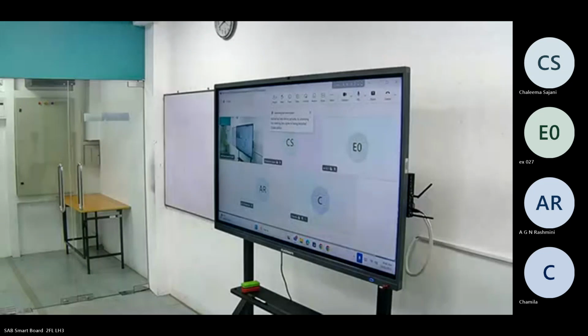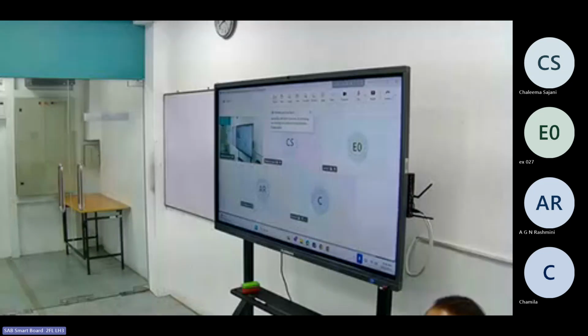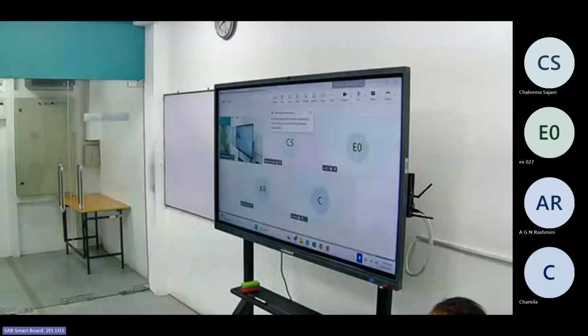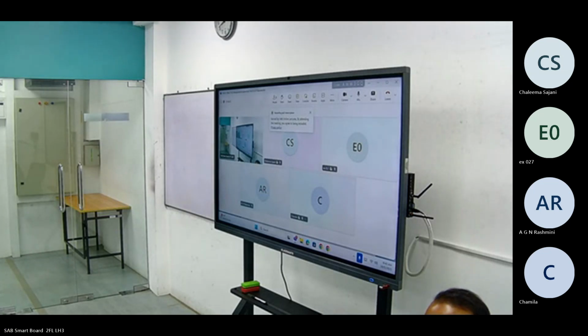Job enlargement is another approach. Job enlargement means increasing the number of tasks within the job to make it more interesting. The last one is job enrichment. Job enrichment increases both the number of tasks and the control of tasks.